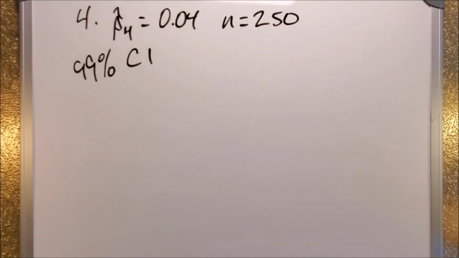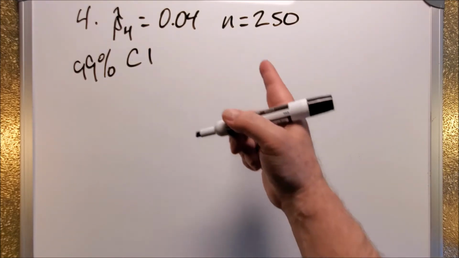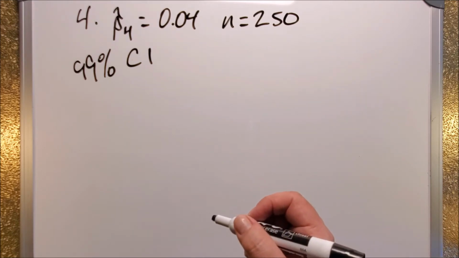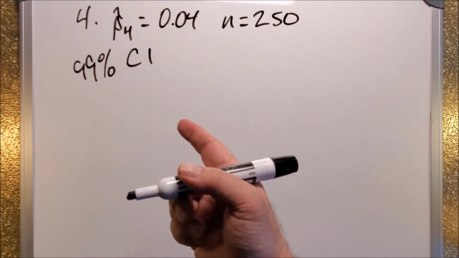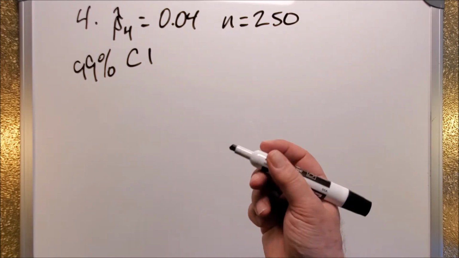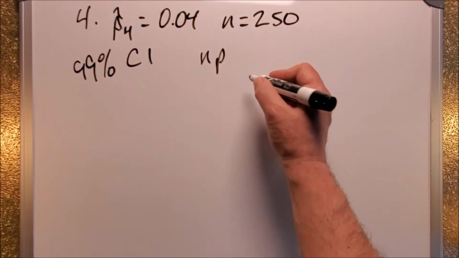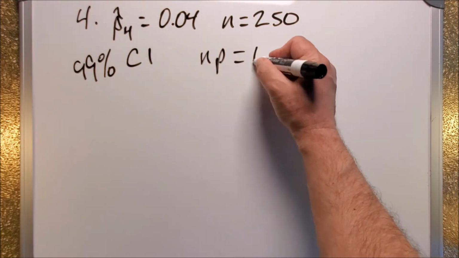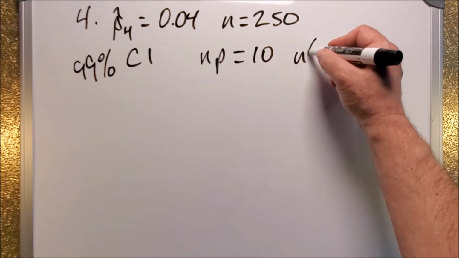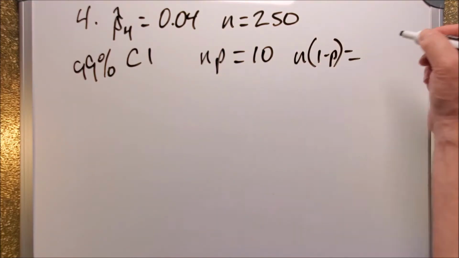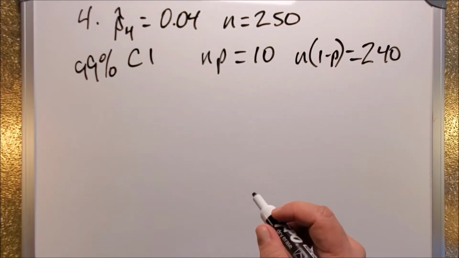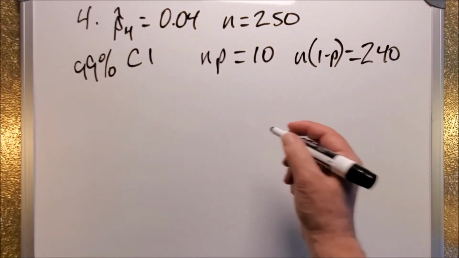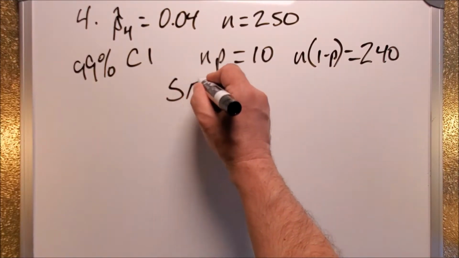Here's our fourth practice problem. We have p hat equaling 0.04. Our sample size is 250. And I asked for a 99% confidence interval. So if you work out np and n times 1 minus p, you'll find that we do meet the requirements. np is actually equal to 10 in this case. n times 1 minus p is equal to 250 minus 10. Work it out. It actually comes out to 240. You'll see that that's the case. So we have normality.